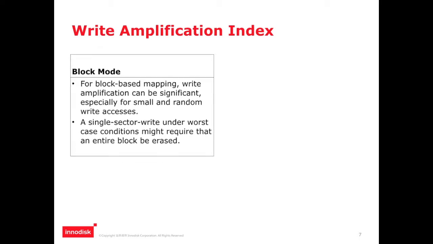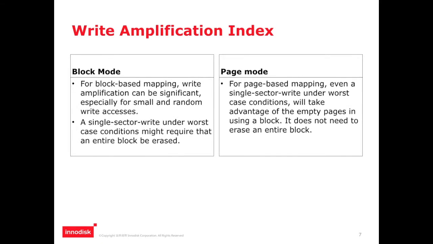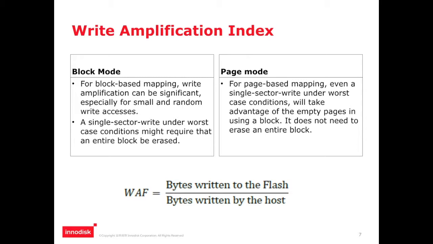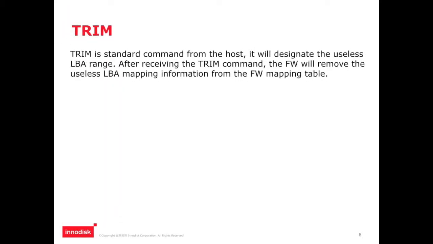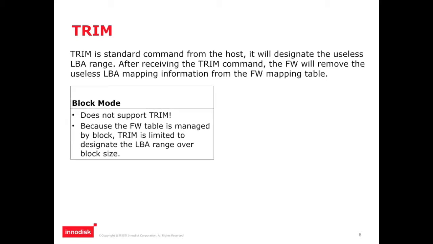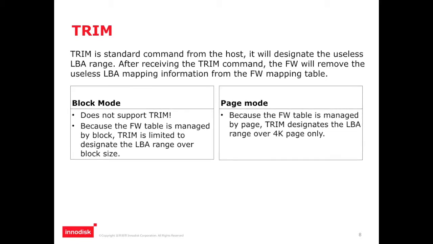Page mapping will take advantage of the empty pages in the using block, so it does not need to erase the entire block, making its WAI smaller than block mode. Trim is a standard command from the host. It will designate the useless LBA range. After receiving the trim command, the firmware will remove the useless LBA mapping information from the firmware mapping table. Page mode supports trim, but block mode cannot support it.